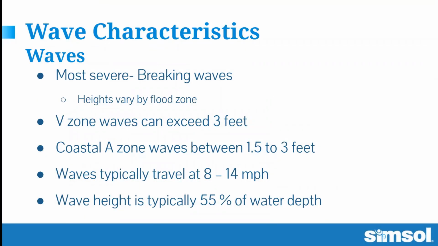So when we talk about wind versus water, typically we're talking about a coastal situation, a storm surge event. And with storm surge on the coast with the ocean, you have waves. Most of the wave characteristics we're going to discuss here, the most severe are breaking waves, and the heights are going to vary by flood zone. Typically in your V zones, these waves can exceed 3 feet. In a coastal A zone, you're 1.5 to 3 feet, and a wave typically travels about 8 to 14 miles an hour. And keep in mind, your wave height is roughly about 55% of the depth of water it's on.